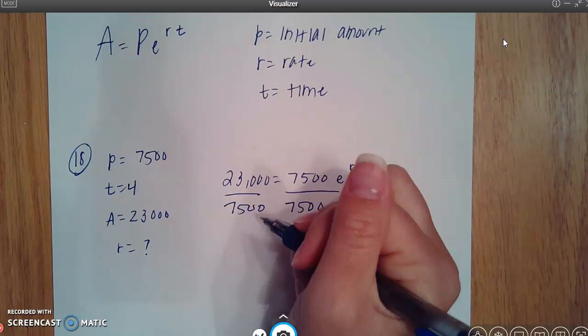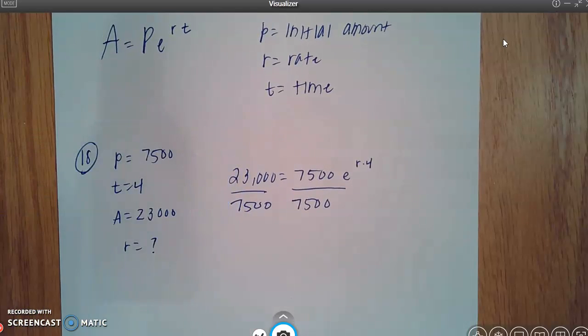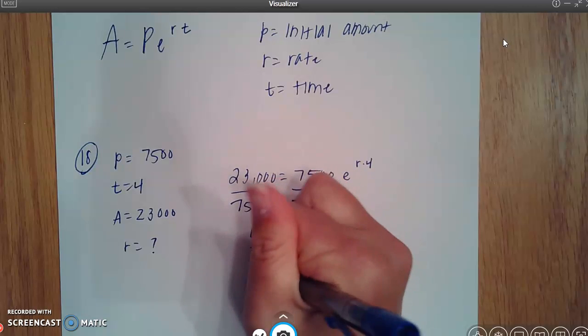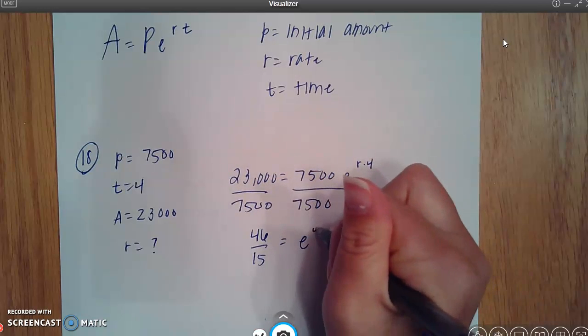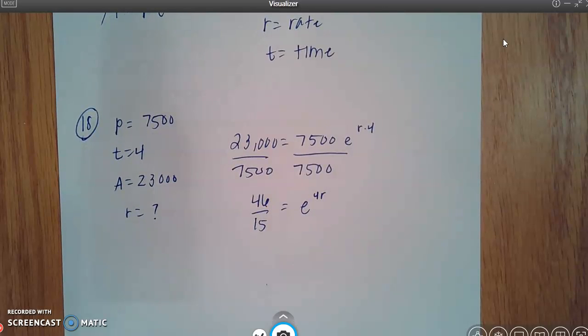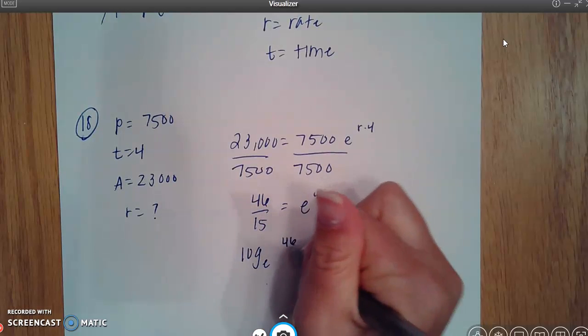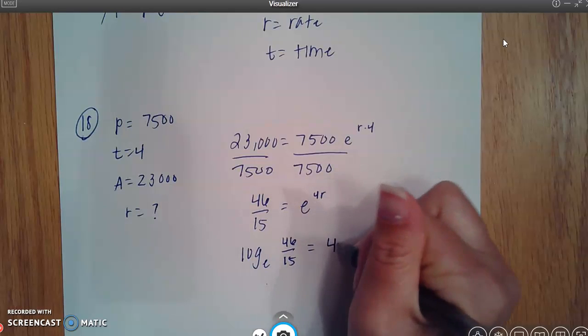When I divide this, I'm going to get a decimal. If I do 23,000 divided by 7,500, I'm going to get a decimal of 3.0667, which, to be accurate, I'm just going to convert into a fraction. So I'm going to go math, enter, enter, and I'm going to get the fraction of 46 over 15. And then R times 4 is the same thing as 4R. So this is exponential form. I'm going to rewrite this in log form. I'm going to get log base E of 46 over 15 is equal to my 4R.